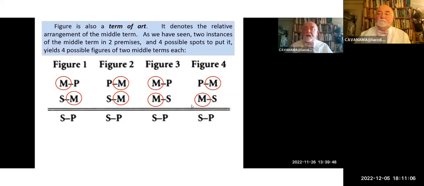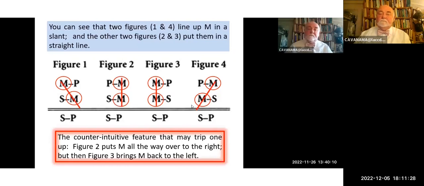has the middle term occurring as the predicate term in both premises, whereas figure 3 has the middle term as the subject term in both. And finally, figure 4 does kind of the reverse of what figure 1 does. It has the middle term as the predicate of the major premise and the subject of the minor premise. And of course, we are still keeping the subject and predicate terms in the conclusion. Now you can see we've put circles on them, but we can put lines like this to show the relative arrangement.